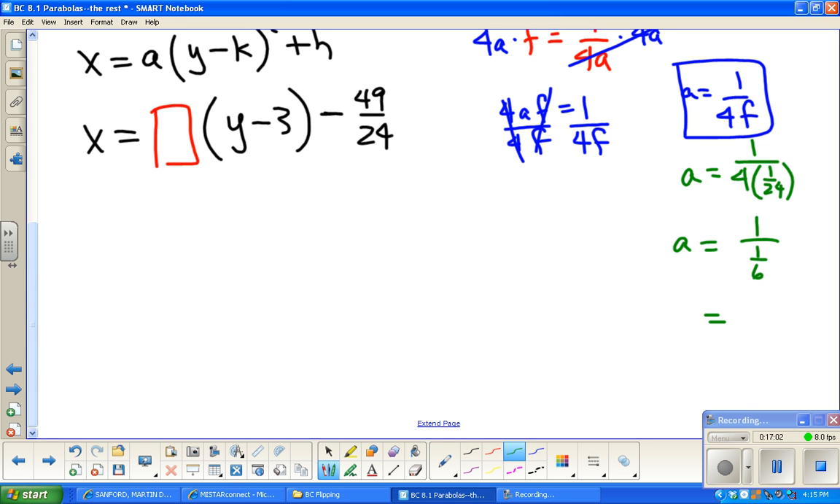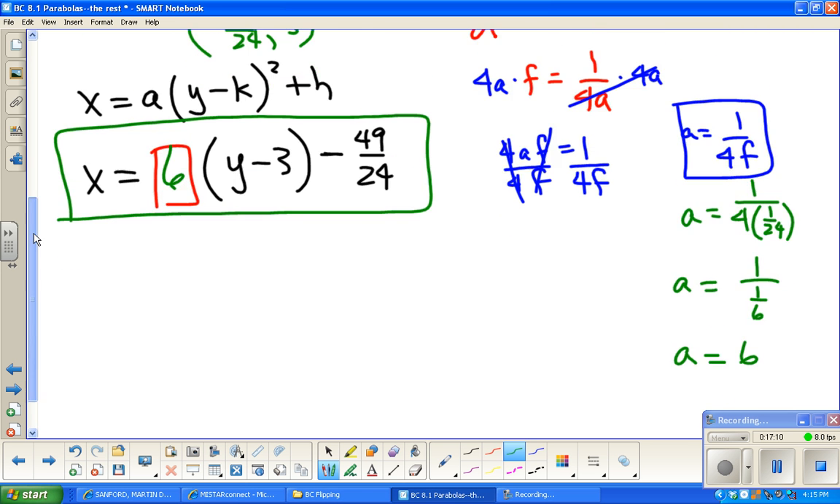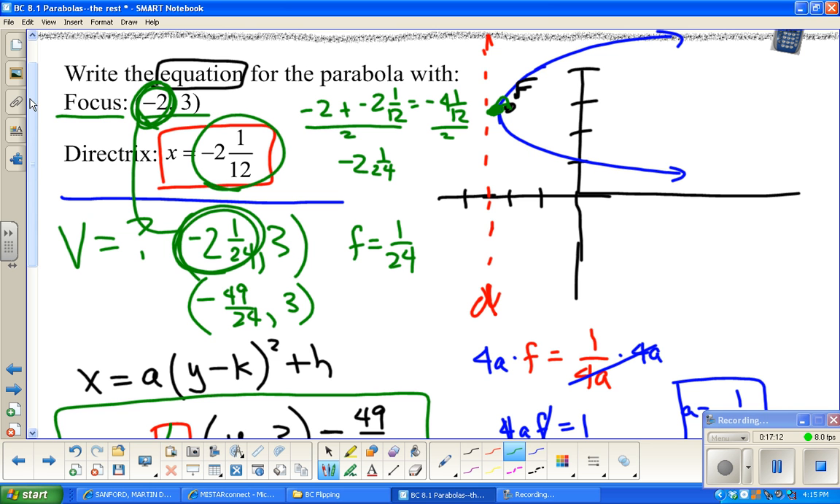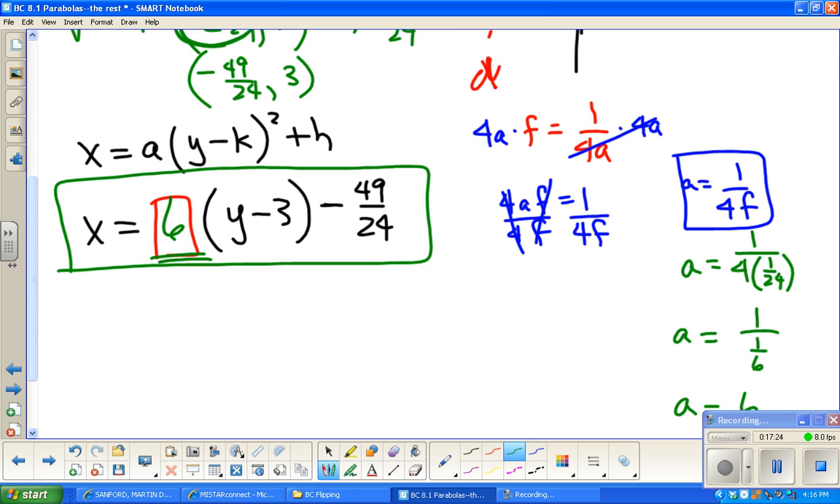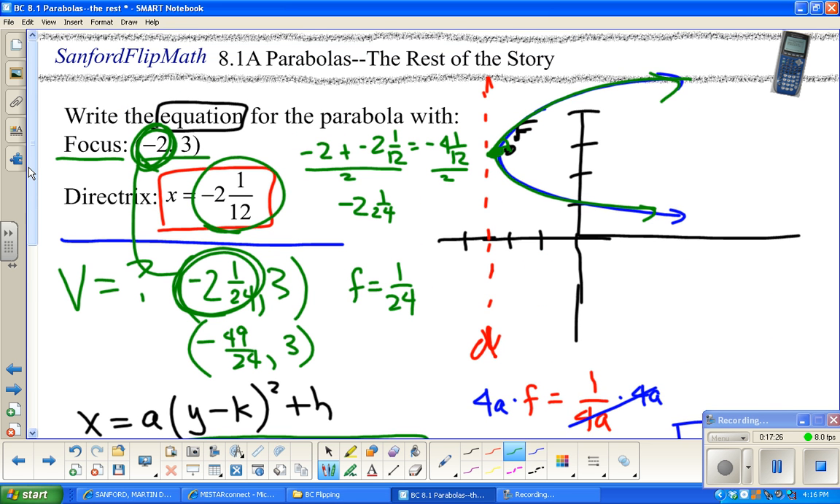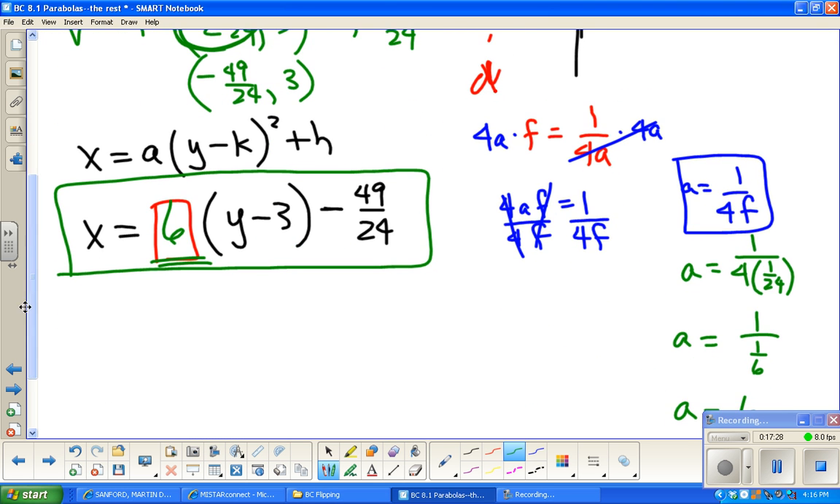So that's really 1 times 6 over 1, so a is 6. Now, just a quick little double check here. This parabola has to open to the right because it has to have the focus on the inside, and it has to open away from the directrix. Okay, it's opening to the right, which means it's opening toward positive numbers, and a should be positive, and it is. It's opening to the right, so it's not y equals, it's x equals, and here it is. Okay, so and we're done.